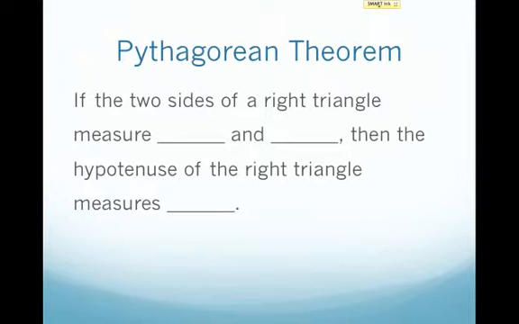Second sentence frame. If the two sides of a right triangle measure blank and blank, then the hypotenuse of the right triangle measures blank. So the first two blanks are numbers for the legs of the right triangle, and the third blank is a number for the length of the hypotenuse of the right triangle. And it should work. So a squared plus b squared should equal c squared. When those three numbers work, it's also called a Pythagorean triple.